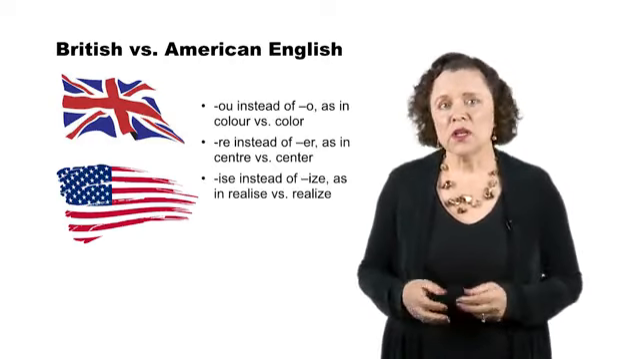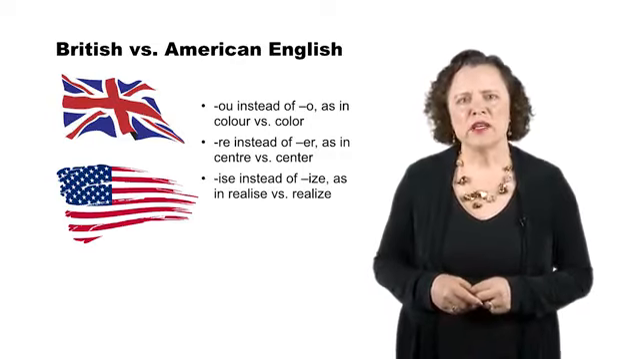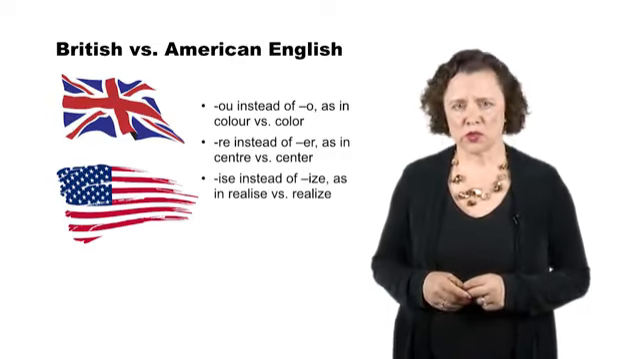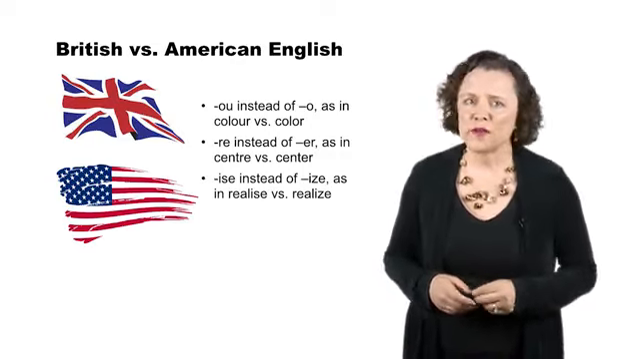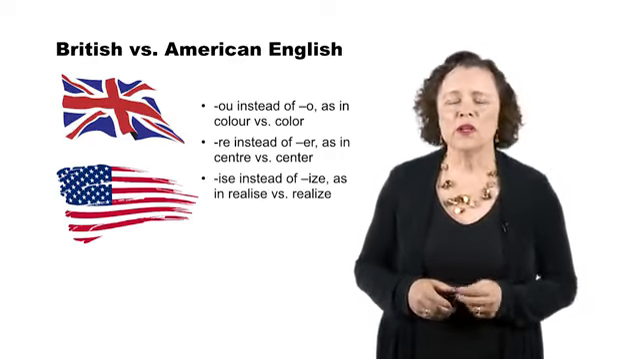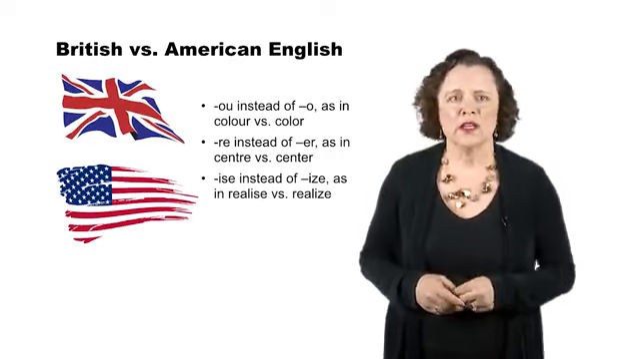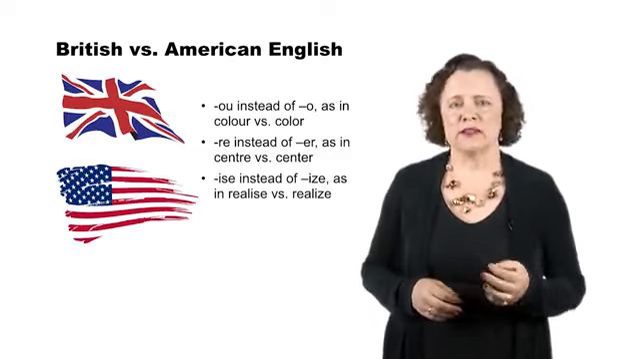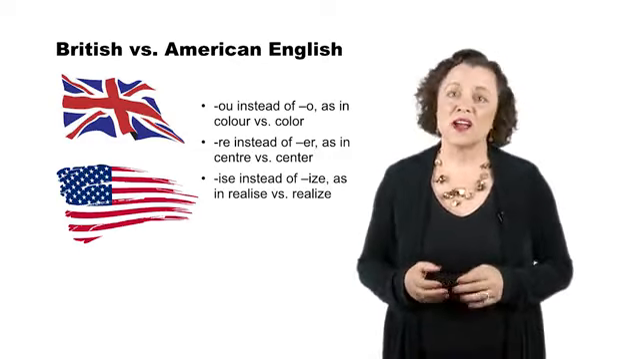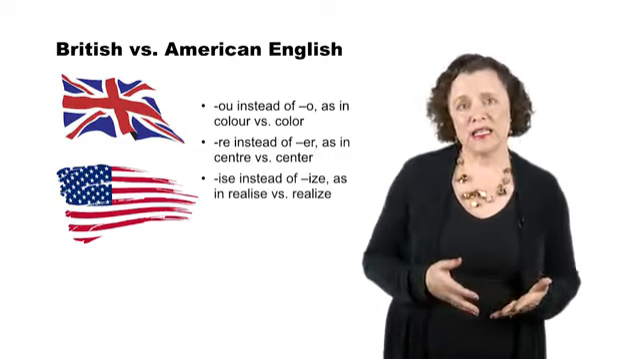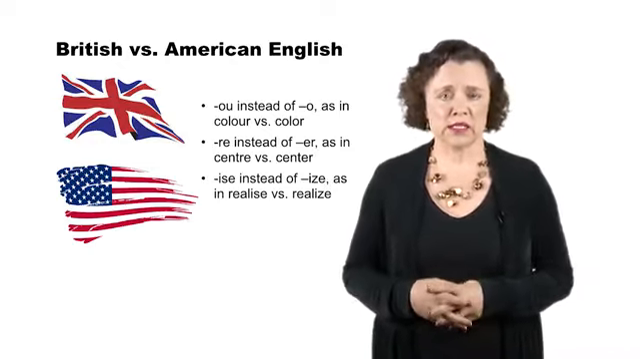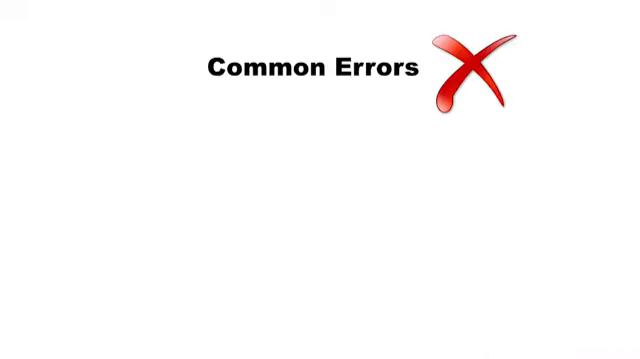For example, American and British English tend to have many differences in the spelling of the same words. Notable are the use of OU instead of O, as in color versus colour, and RE instead of ER, as in center versus centre. ISE instead of IZE, as in realize versus realise. There are some fairly common errors in business writing, which I'll now review for you.